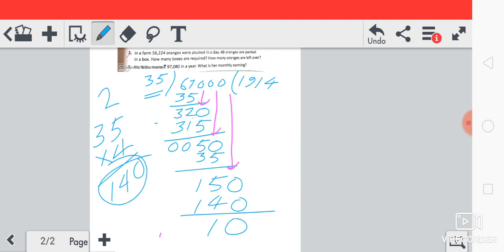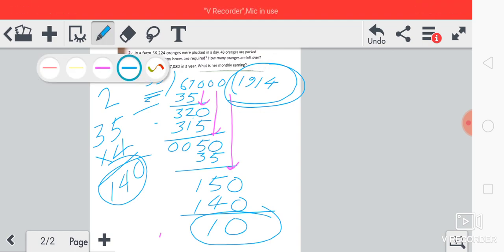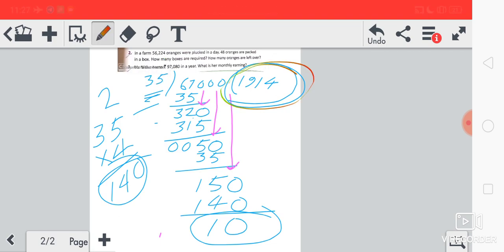So if we divide 67,000 by 35, the quotient we are getting is 1914 and the remainder we are getting is 10. So this is your division. Got it?